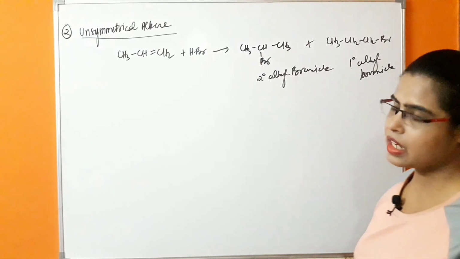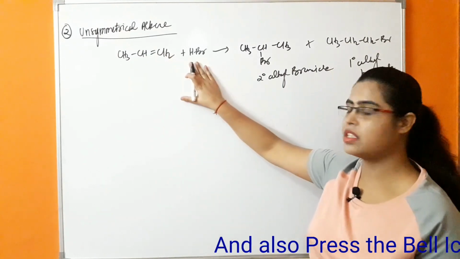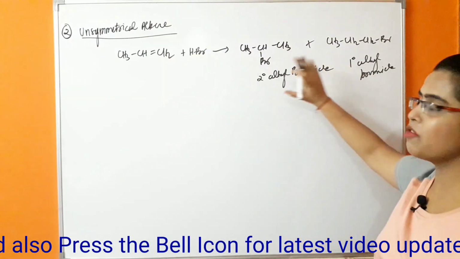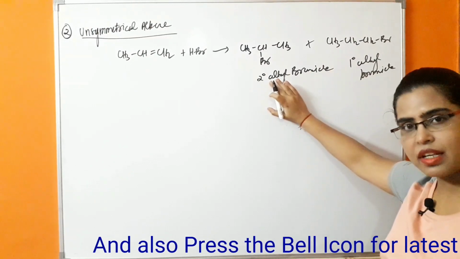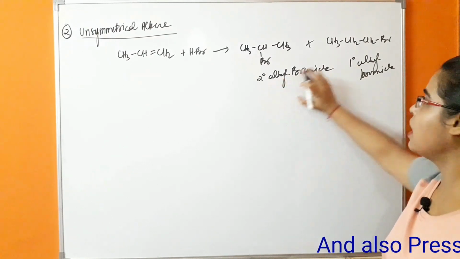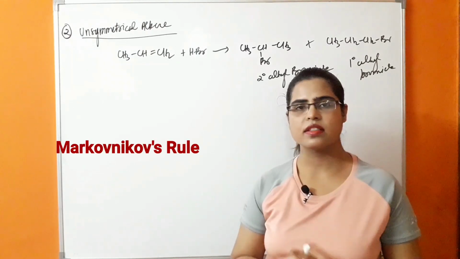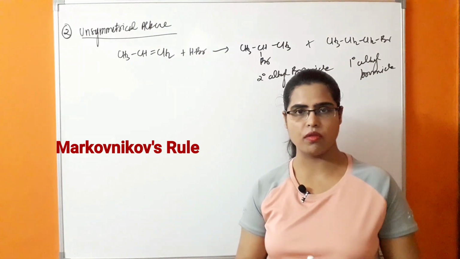So it was theoretically said that when an unsymmetrical alkene is reacted with HBr or a halogen acid, a mixture of products will form, in which 2 degree alkyl halide and 1 degree alkyl halide will both be possible. Later a scientist named Markovnikov came and gave the Markovnikov rule.